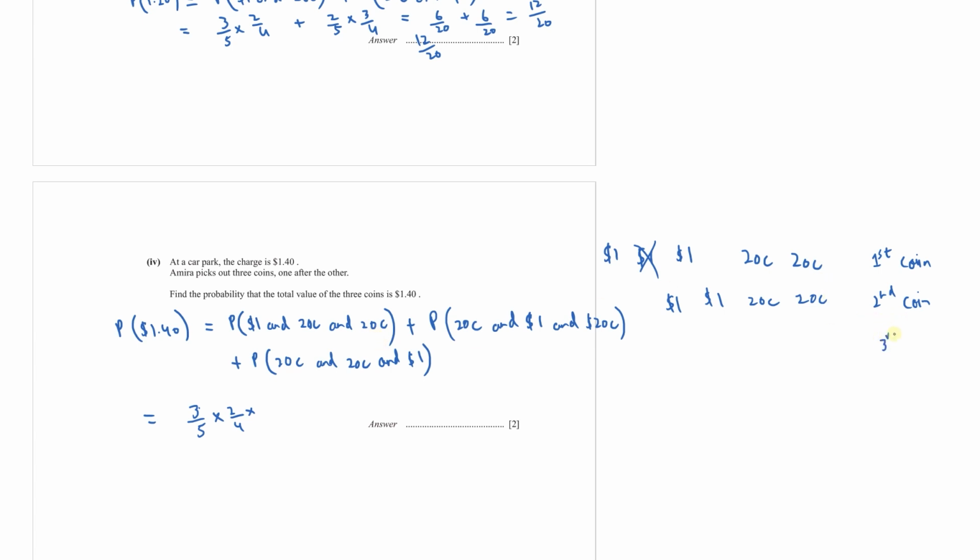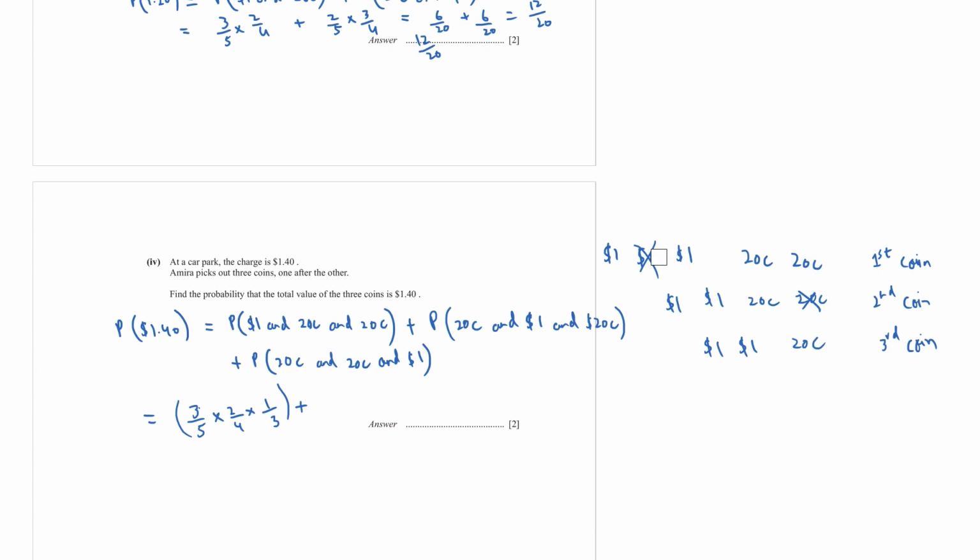What is the probability of that? So the third coin. So now the second coin you picked was 20 cents, so you can remove any of these. So let's assume you pick this one. So now you're left with $1, $1, and 20 cent. Now you're picking the third coin. What is the probability that it's a 20-cent coin? It's 1 over 3. You have one 20-cent coin and a total of 3 coins. So this is 1 over 3. So this is your first probability, this one. Plus, now you have to calculate this one.